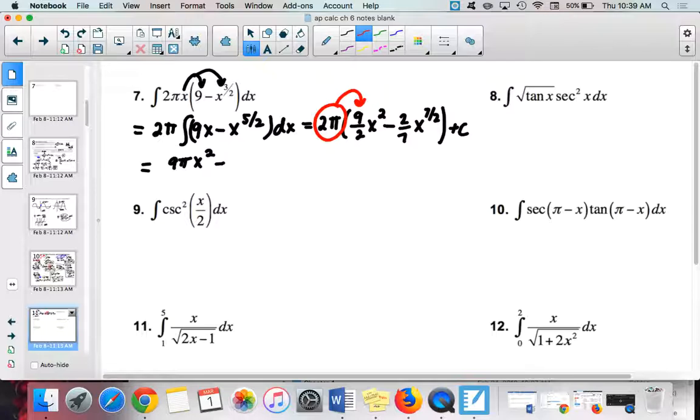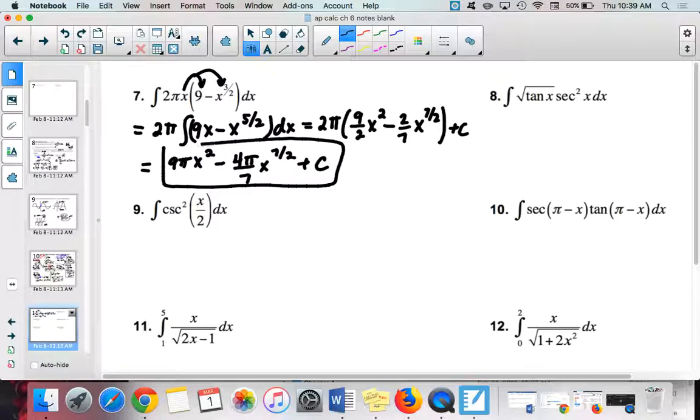Well, I canceled the 2, yeah. So 9 pi x squared minus 4 pi over 7 x to the 7 over 2 plus c. So that's how I'd write my final answer.